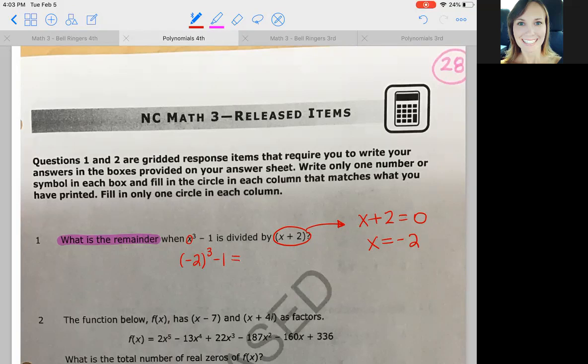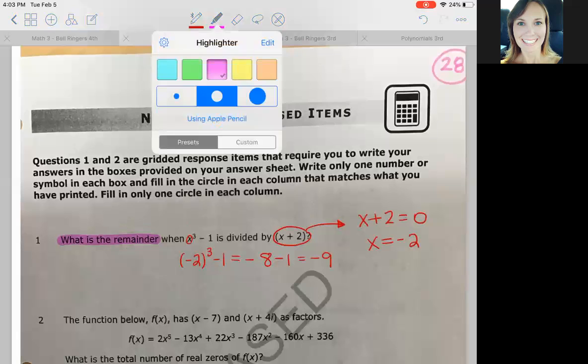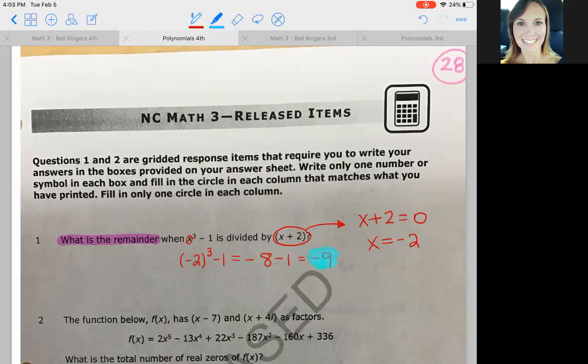So -2 to the third power is -8, because I have negative times a negative is a positive times a negative. And then I have -1 because of the -1, and I get -9. So my actual remainder, my actual solution is -9. So that's the answer. That's all you had to do.